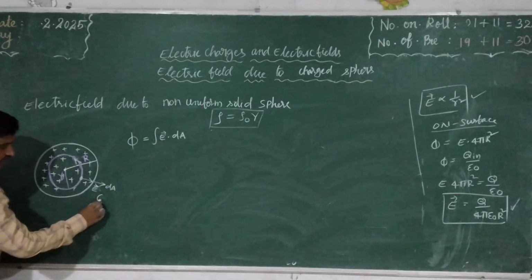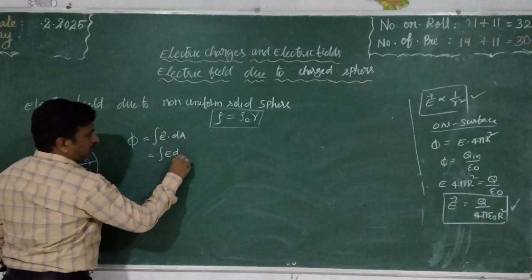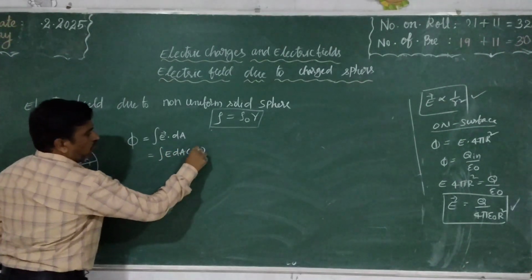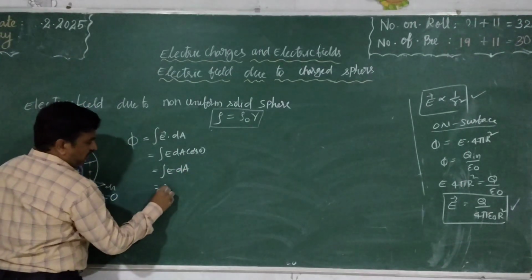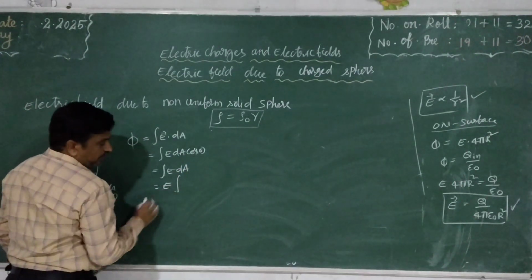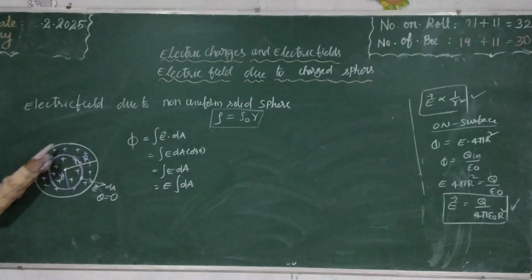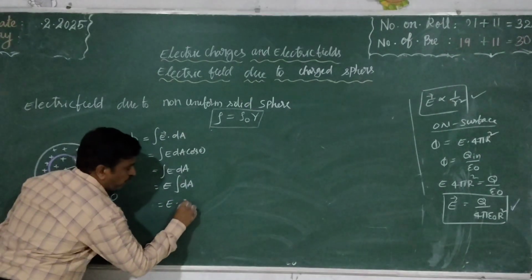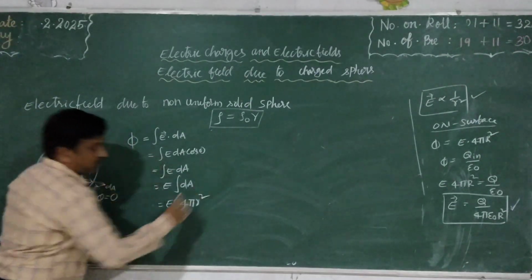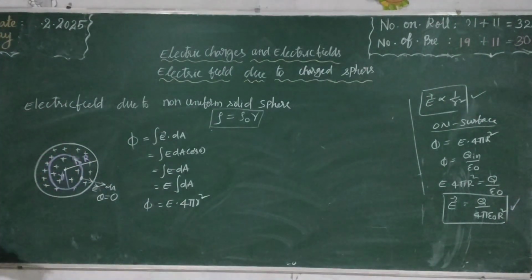Parallel to each other means theta equal to 0. I write here integral E dA cos 0. Cos 0 means 1. So we get integral E dA. The electric field outside, I write E integral dA. dA means the area of the Gaussian surface. What is the Gaussian surface area here? E into 4 pi small r square. So this is the flux through this Gaussian surface for the non-uniform solid sphere.